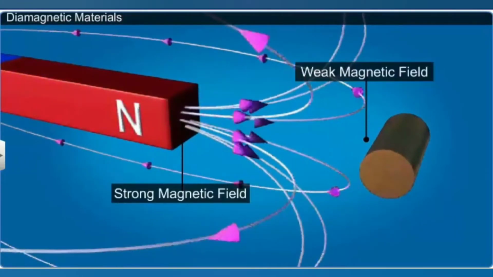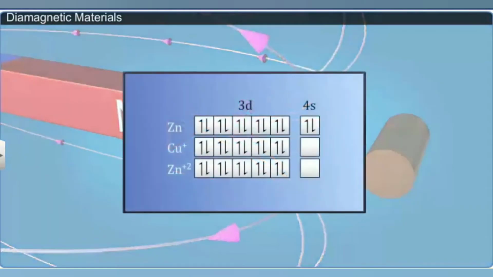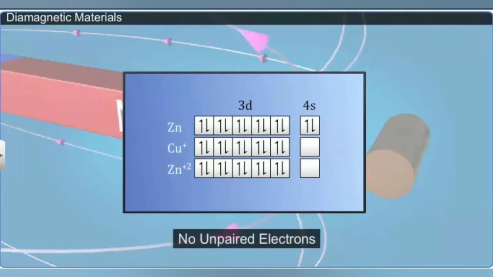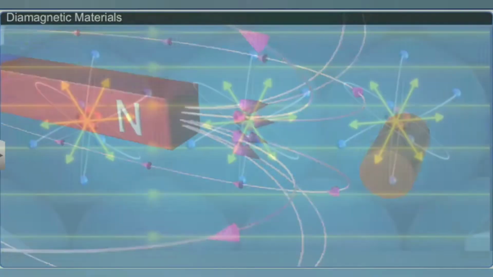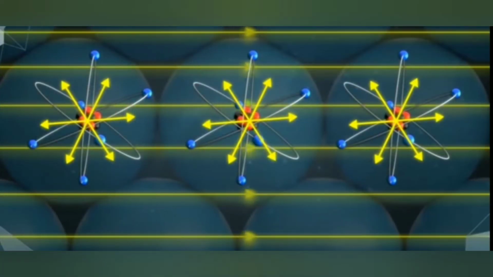Diamagnetism is shown by the substances in which all the electrons are paired and no unpaired electron is present. Although diamagnetism is present in all the substances because they contain filled electronic shells, its effect is weak in most of them. When a diamagnetic substance is placed in an external magnetic field, all the electrons in various orbits experience a change in magnetic moment.